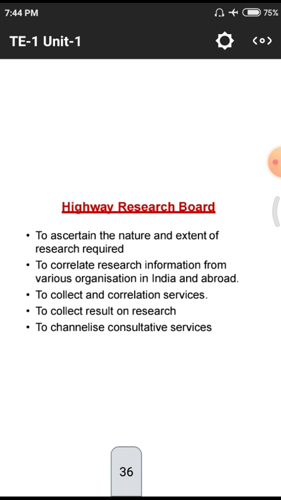Next one, channelize the consultative services. That means channelizing means we need to improve the consultative service of those who are building these roads and others. We need to ascertain those also.